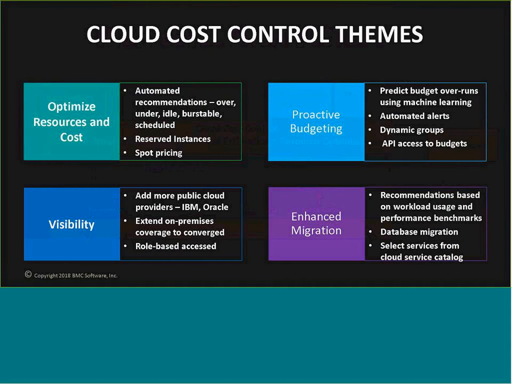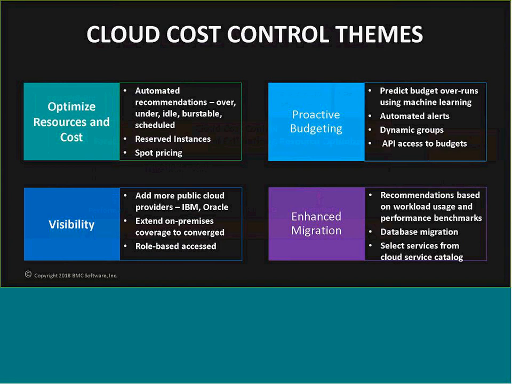So let's just recap on the Cloud Cost Control themes. BMC continues to rapidly develop and deliver new capabilities that help organizations better manage their multi-cloud resources and costs. New releases are delivered every quarter. Areas BMC will continue to focus on are optimizing resources and costs, i.e. covering cost and resource optimization, which go hand in hand. They'll continue to enhance optimization capabilities.